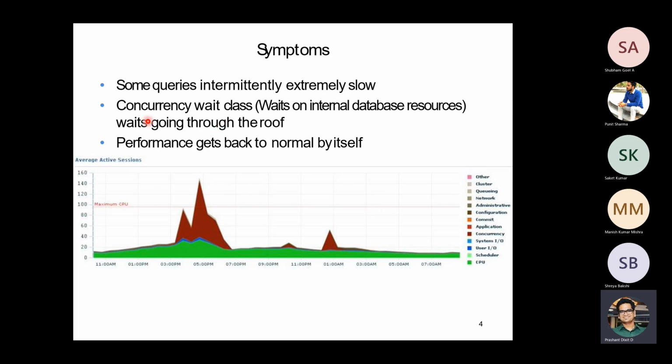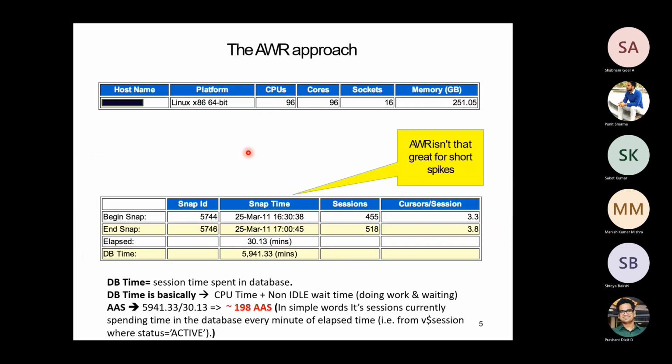And now the customer also reported that the performance got back to normal by itself. They did nothing at the application, and in fact no DBA help was taken, but the problem comes and stays for a few seconds or a few minutes and then automatically disappears, right? So that is a really strange and bizarre problem, and they want to understand why it happens.